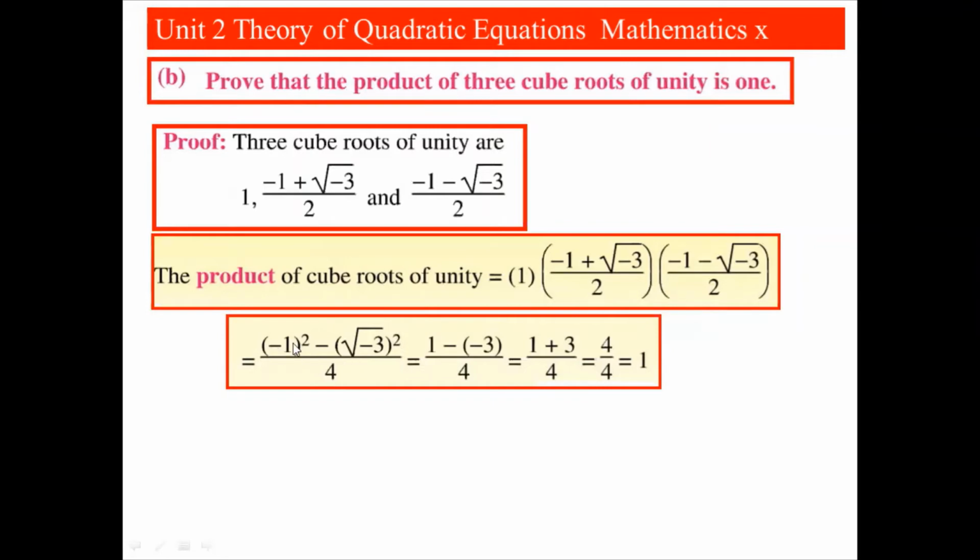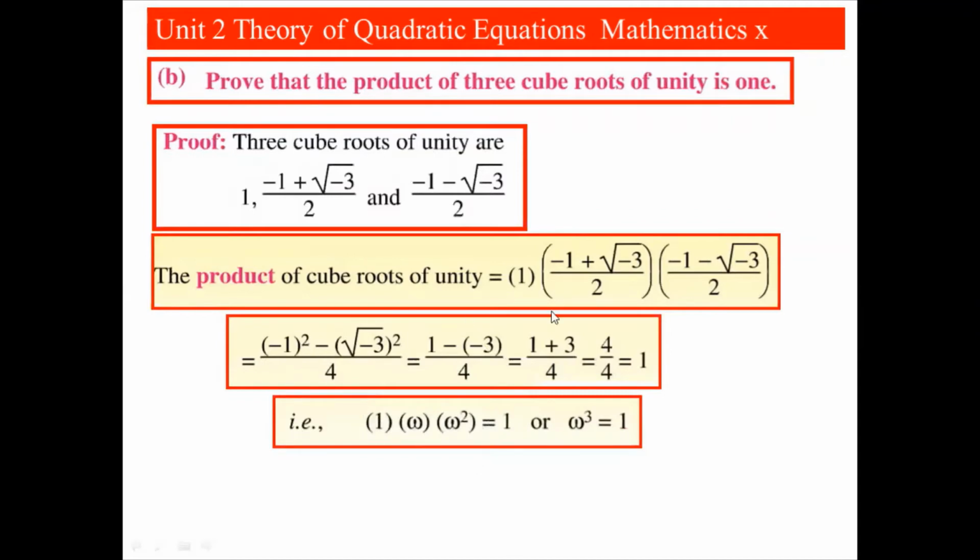Square of minus 1 is plus 1, and square of square root of minus 3 is minus 3. So when we multiply this minus with this one, we have plus 3. So 1 plus 3 divided by 4. So 4 divided by 4 is equal to 1. So we can say that 1, and if we take this omega and this omega square, the product of these is equal to 1. So omega times omega square, that is omega cube, is equal to 1. So you have to remember that omega cube is equal to 1.